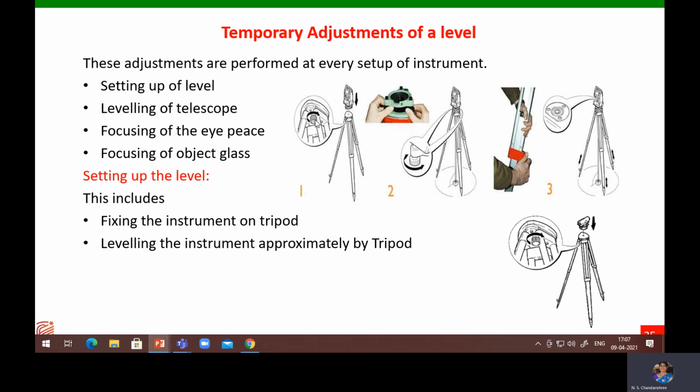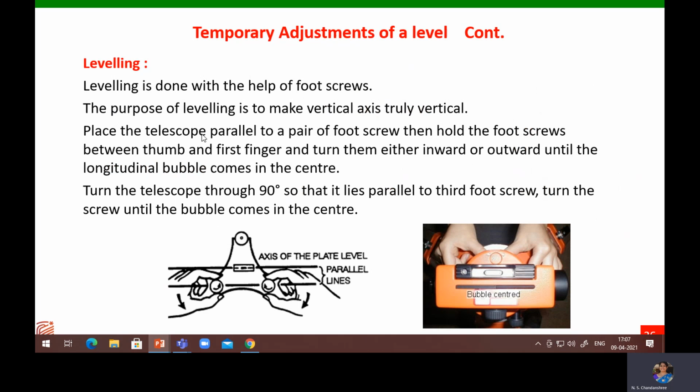Then there is a knob at the bottom here which helps to screw into this dumpy level or any kind of level that we are using. After the instrument is set on the tripod stand, the heights of the legs are adjusted, everything is done to center it. After that, leveling is done.